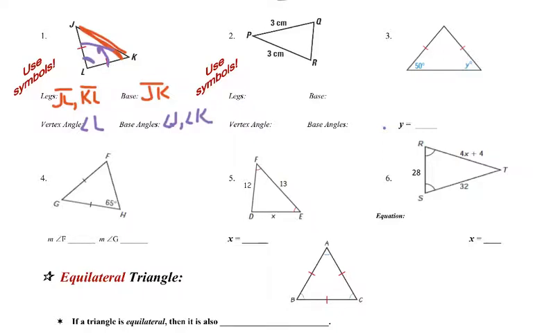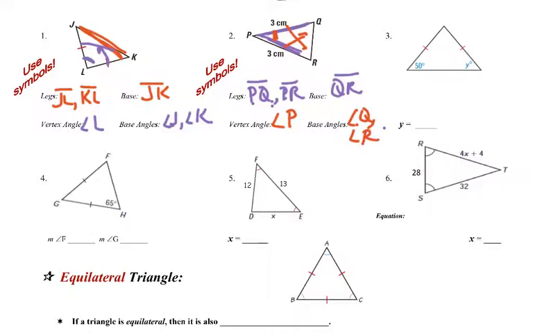Trying again with number 2 here, PQ and PR, those are the equal sides, so those are the legs, PQ and PR, making the other side, QR, the base. And then if I do the vertex angle, it would be angle P, kind of between the two equal sides, and then the equal sides point to the equal angles, angle Q, angle R.